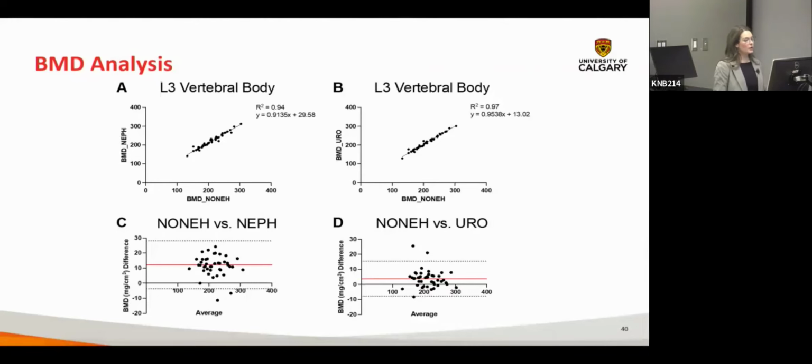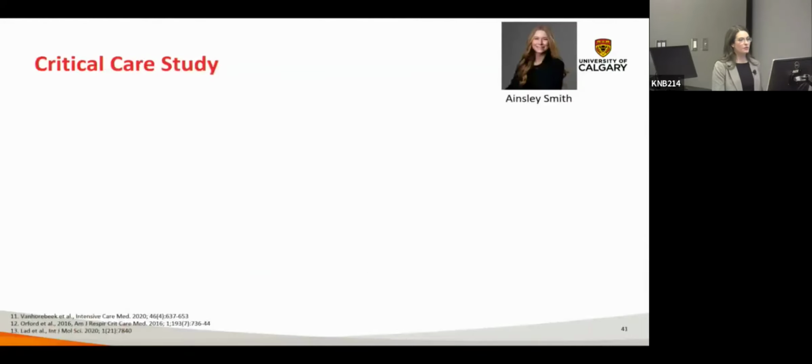Now I'd like to talk about how we would actually apply this internal calibration in more of a real world setting. One of the projects that we have ongoing in the Mansky lab is looking at critical care patients. Ainsley Smith, the PhD student, is also here. She's taking on largely the muscle portion, and then we are together working on the bone to see how it changes after ICU stay.